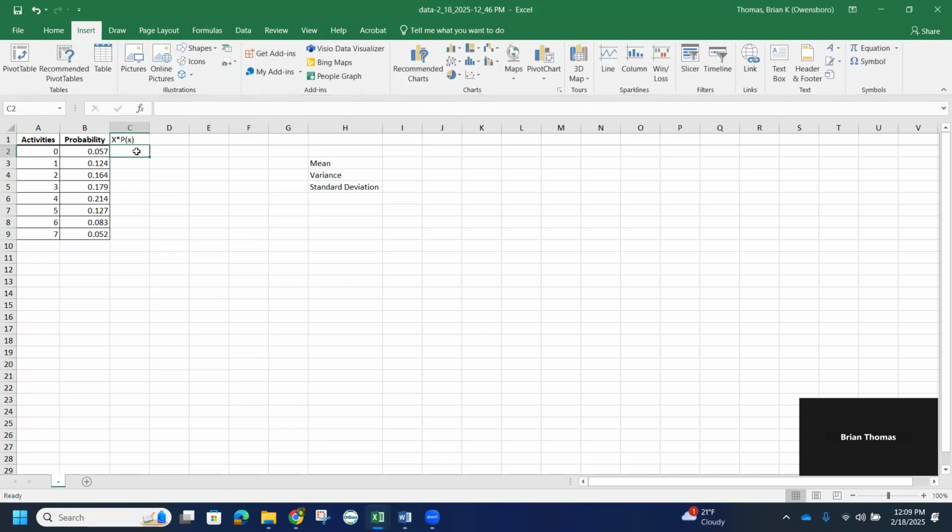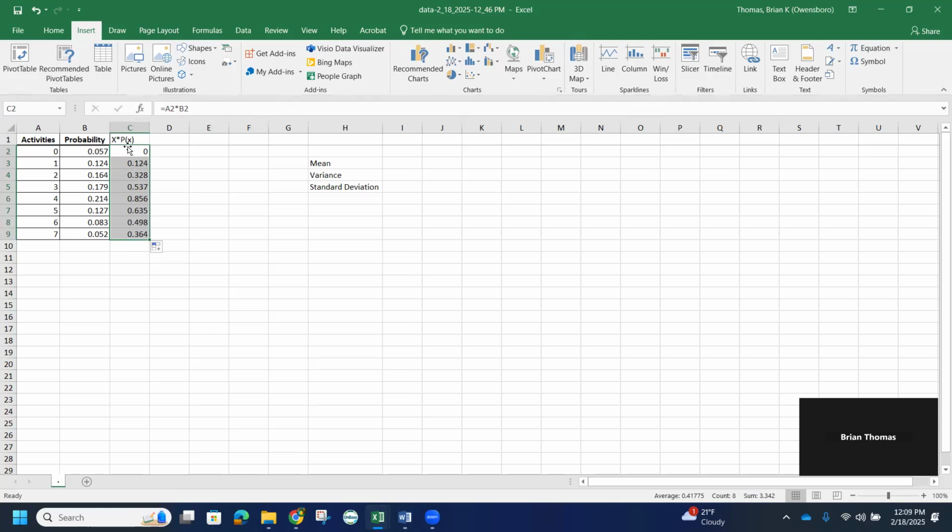So to do x times p of x, what you can do is simply create a little formula here, equals, and then you can go A2 times B2. So A2 times B2. If I enter, it should create our x times p of x. That should make sense. 0 times anything would be 0. Now, what I can do to generate auto repeat of the formula is I grab the corner of this cell and drag it down, and it'll repeat the formula over and over again.